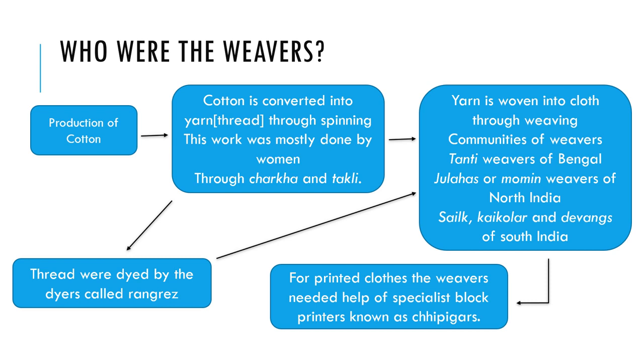The second process is that yarn is woven into cloth through weaving communities of weavers. So there were many weavers who used to do this work, like Tanti weavers of Bengal, Julhas or Momin weavers of North India, Sale, Kaikolar and Devang of South India. So these were the communities of weavers. If we want to dye the threads before weaving of the cloth, we can dye, and that special work was done by the Rangrez dyers. These dyers were known as the Rangrez. But if we have to make some designs after the weaving of the cloth, then those works were done by the specialist block printers. Those specialist block printers were known as chhipigars.